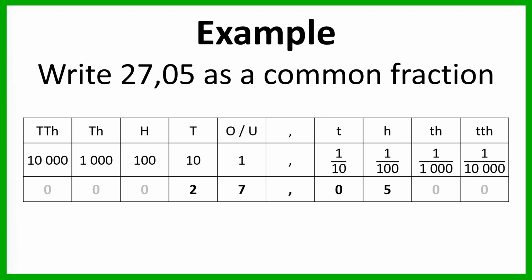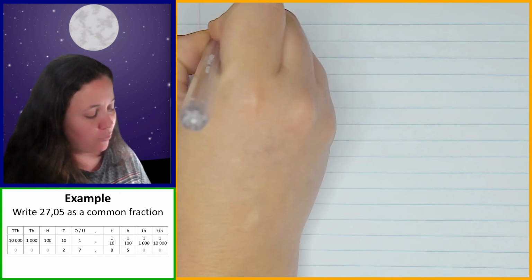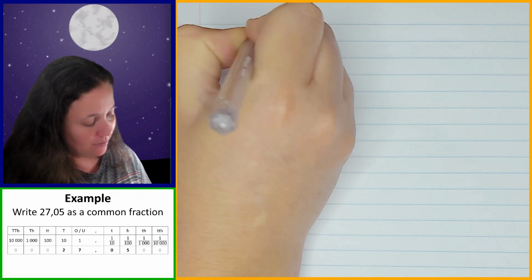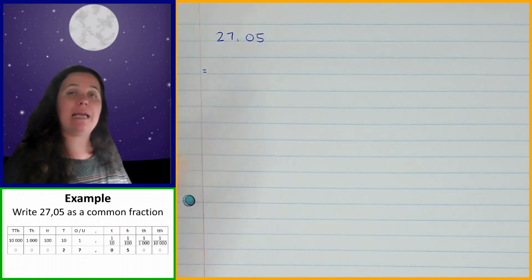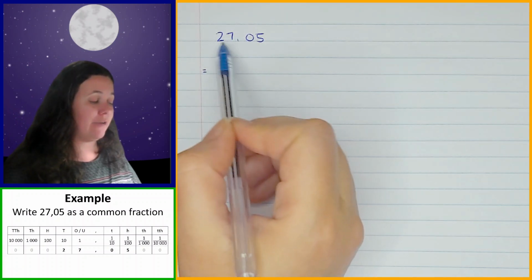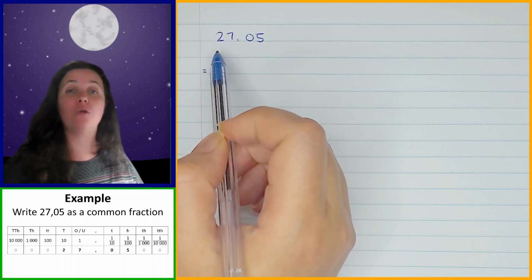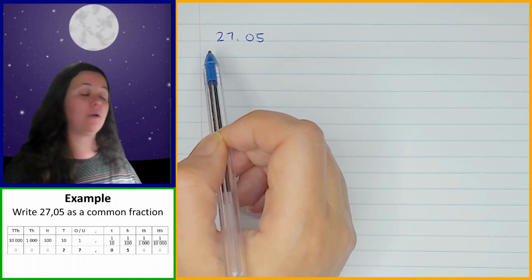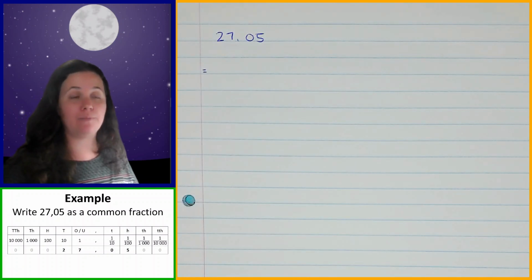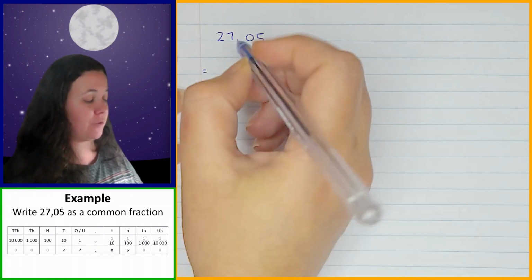Okay, so now let's have a look at how we convert this to a common fraction. The number that I've got is 27.05. Now there are two ways of doing this. I can either work with it as a mixed number, because over here I've got the 27 on the left hand side of my decimal point, which means that I have got whole numbers that I'm working with. When you have whole numbers like this, you're possibly going to be working with a mixed number. You can choose if you want to work with a mixed number or do it as an improper fraction. I'm going to show you both.